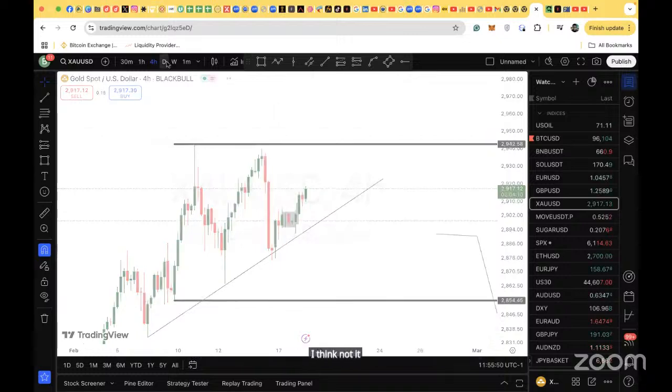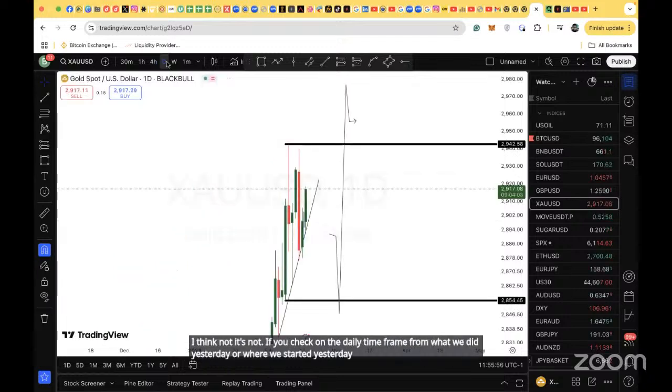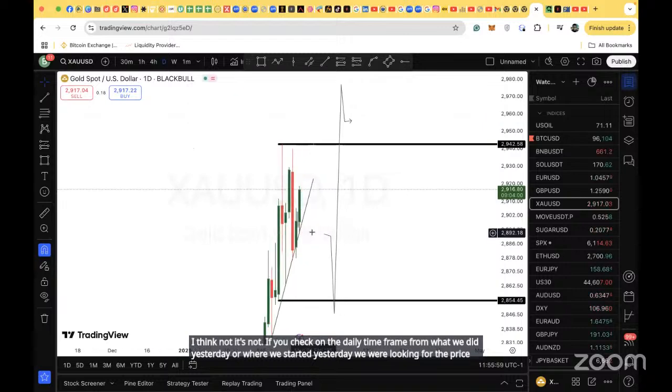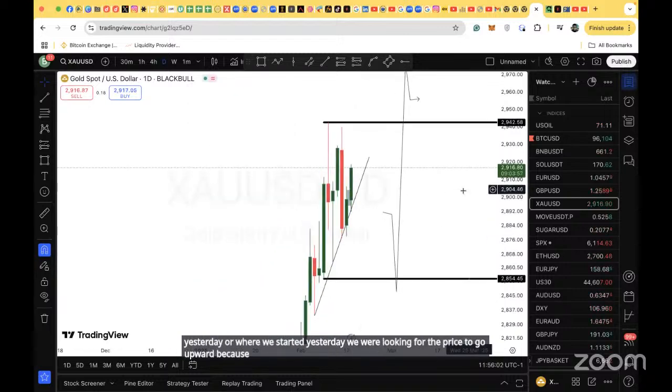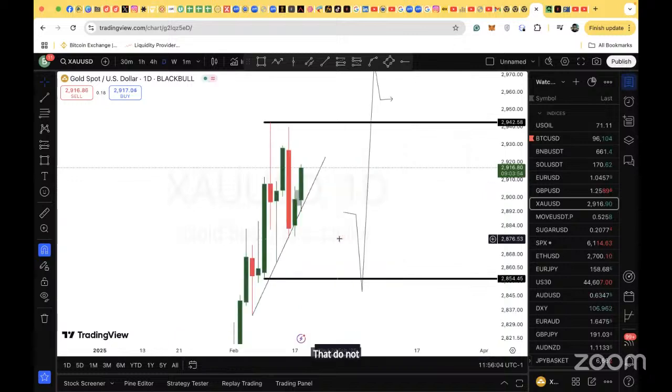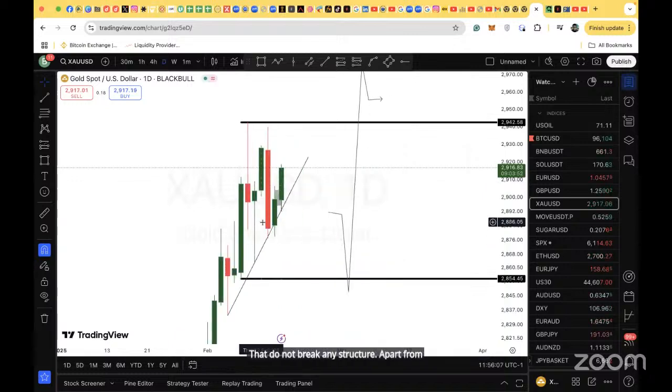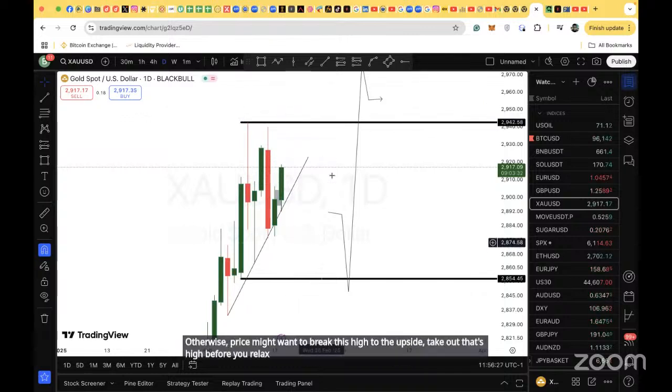If you check on the daily time frame, from where we started yesterday, we were looking for the price to go upward because we have a bearish engulfing that did not break any structure apart from only this one. So if price pulls back into the area here, it's an area for the price to sell. But we need to see a strong structure before we sell. Otherwise, price might want to break this high to the upside, take out that high before it relaxes, or break it and continue to the upside.